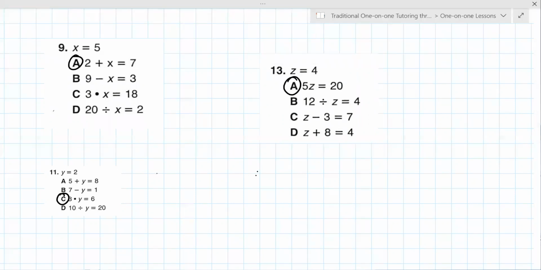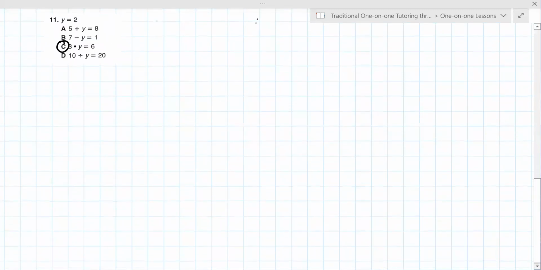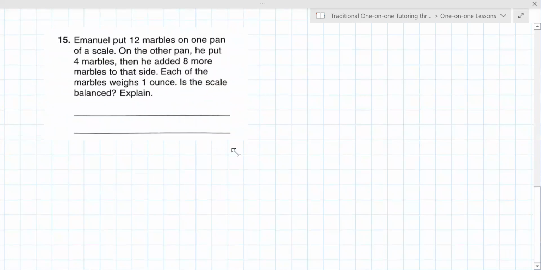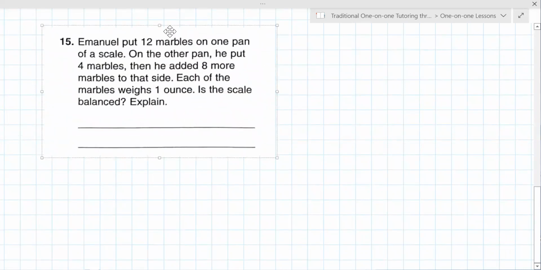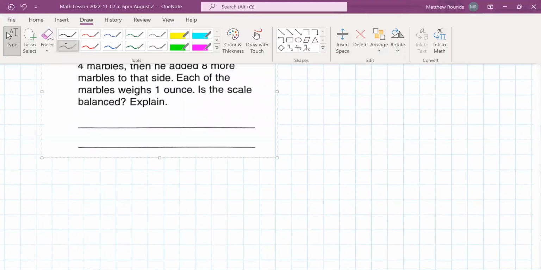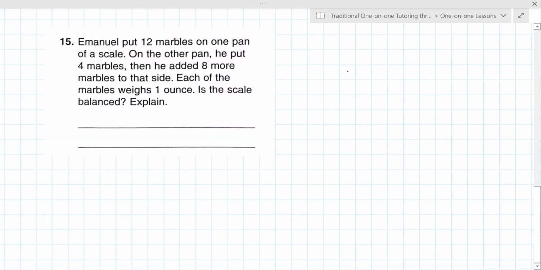Okay, so let's look at the word problems. I know that that's been a challenge for us in the past, so we'll take a look at this question together and see if we can make some sense of it. Emmanuel put 12 marbles on one pan of a scale. On the other pan, he put 4 marbles, then added 8 more marbles to that side. Each marble weighs 1 ounce. Is the scale in balance?